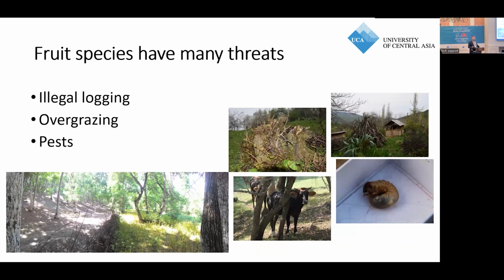As I was telling you before, these fruit species have many threats, which are illegal logging, overgrazing, and pests. The first two come from the very poor condition of local communities. They have no other choice but to log trees for firewood, to take their animals to the forest for grazing. Here in the bottom left picture, you can see on the right a fenced area where the grass is protected, which is somebody's land for haymaking. On the left is an open area where anyone can take their livestock for grazing. And you can see the tremendous difference, and the left picture is how most of the forests look.